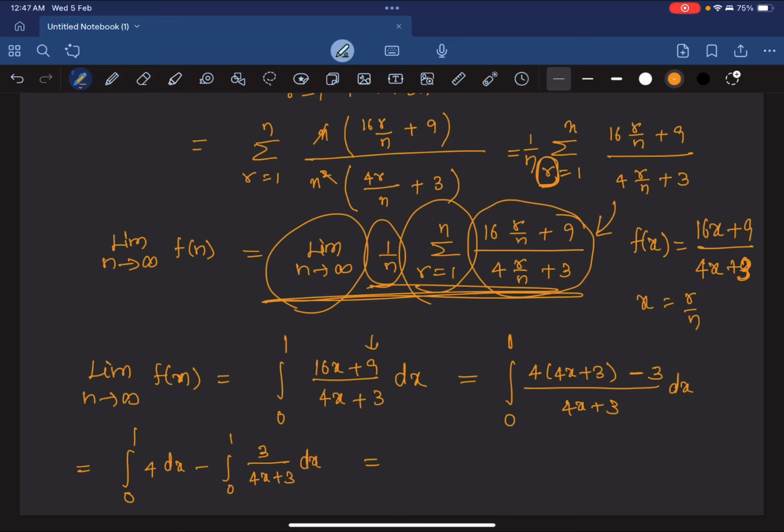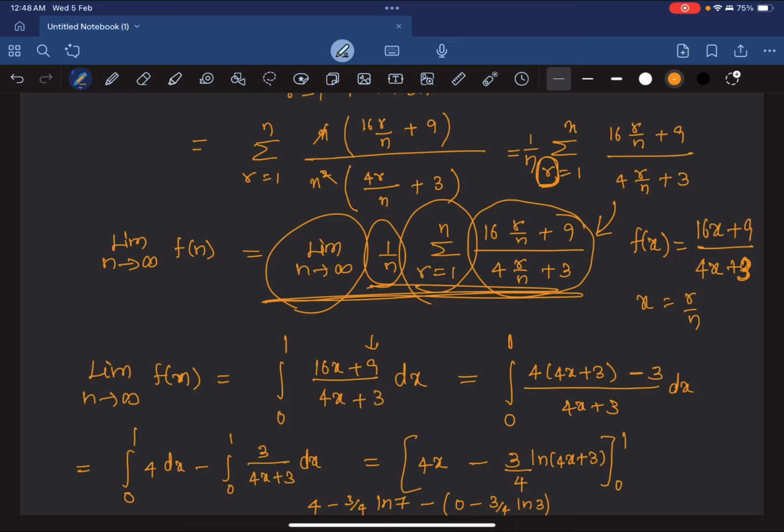So what is the integration of 4? It will be simply 4x. Minus 3 times the integration of 1 by (4x plus 3), which is ln(4x plus 3) by 4. So this is the integral. So we have to apply limits for this, 0 to 1. Okay, let us put x equal to 1 first. So we will get 4 minus 3 by 4 ln 7, minus, let's put x equal to 0, we'll get 0 minus 3 by 4 ln 3.